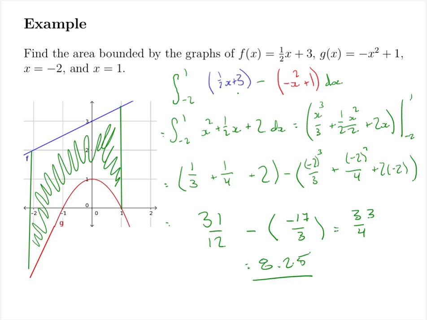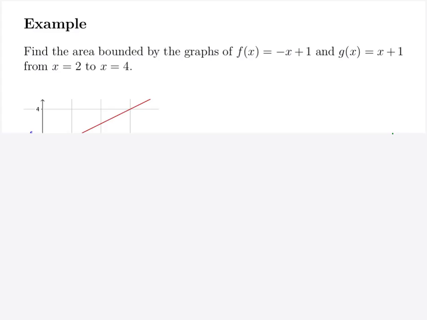So again, we're just combining these things together, and now it turns into a regular fundamental theorem of calculus example where we have to find an antiderivative, plug in our top number, plug in our bottom number, and subtract those answers. Let's take a look at another one.